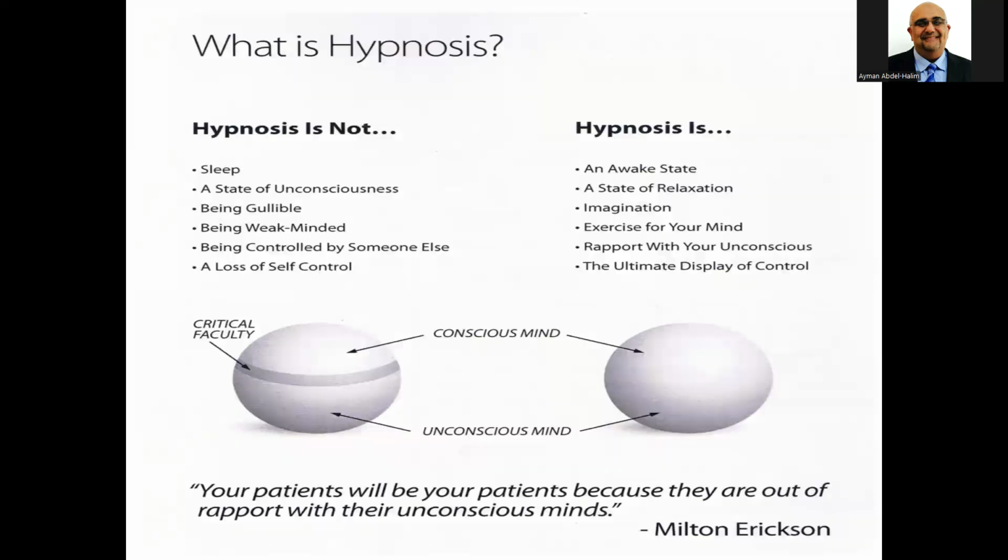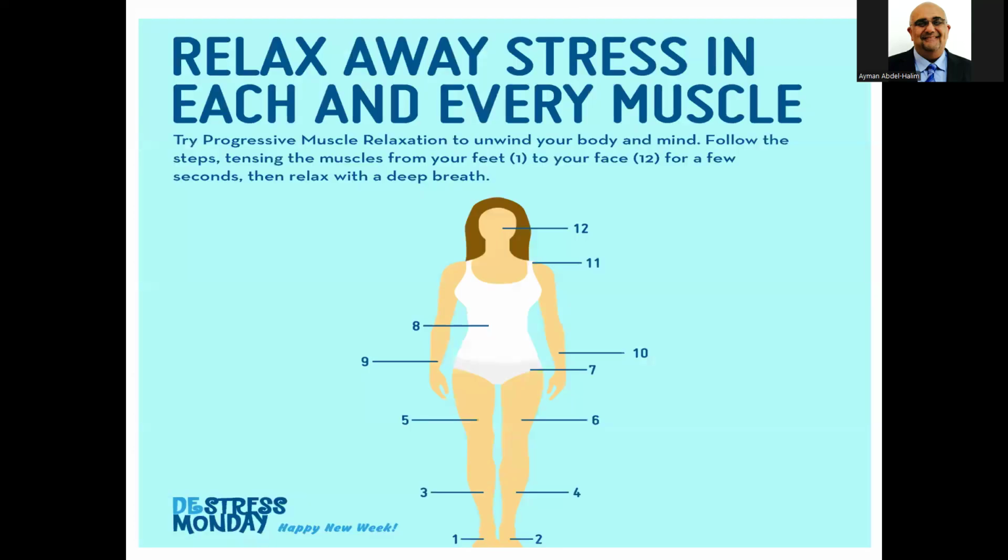So, one of the most important ones is hypnosis. Hypnosis is an awake state of relaxation and imagination. It's an exercise of your mind, rapport with your unconscious, and the ultimate display of control. Progressive muscle relaxation is also another way to help with sleep. Bright light therapy.